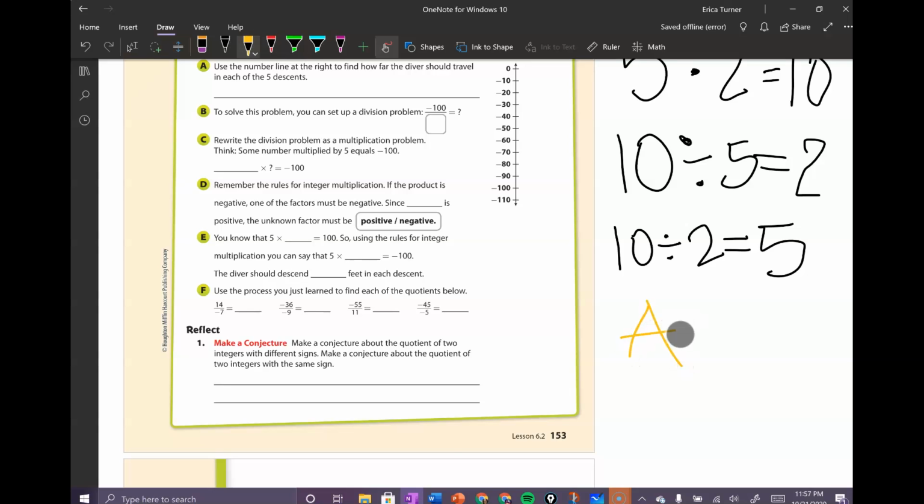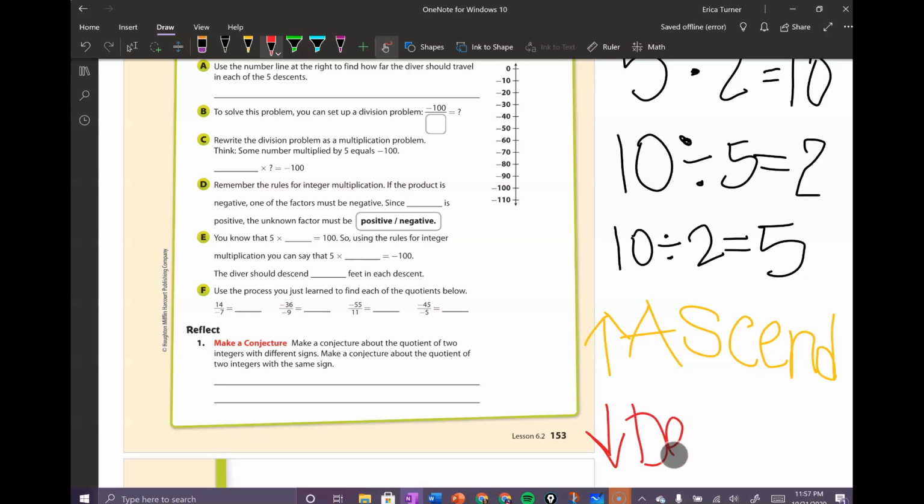Ascend means up, and down is descend. Okay? A up, D down.